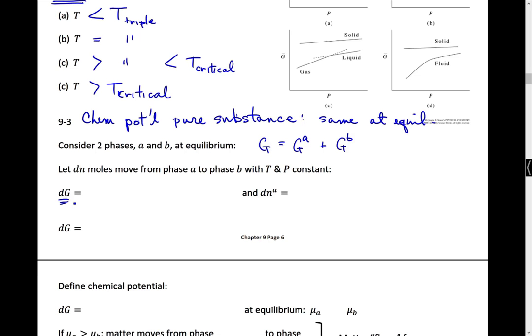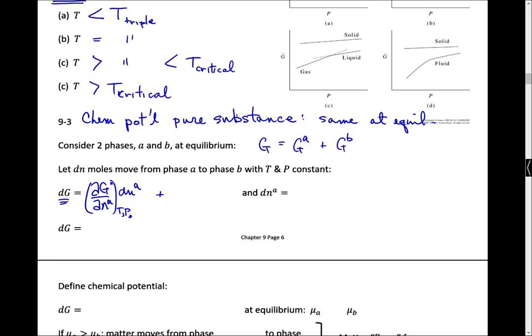The way that works is I'm changing the number of moles of A, and what's going to relate dN to dG is dG/dN for phase A. I need to hold temperature and pressure constant. No, the A doesn't mean to the 8th power. That's a label.